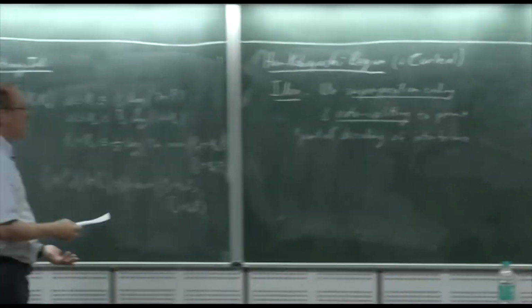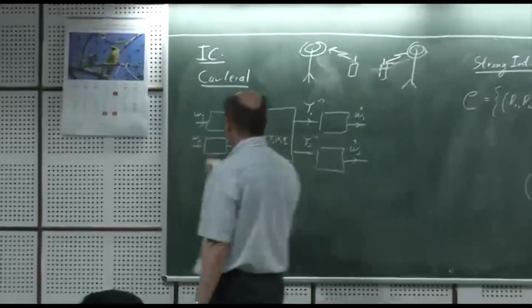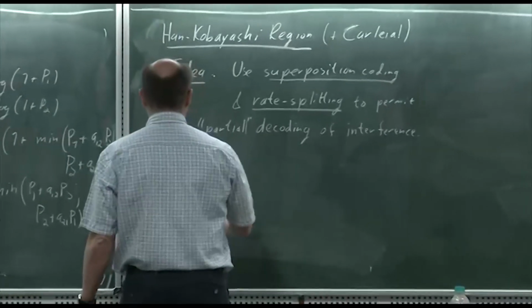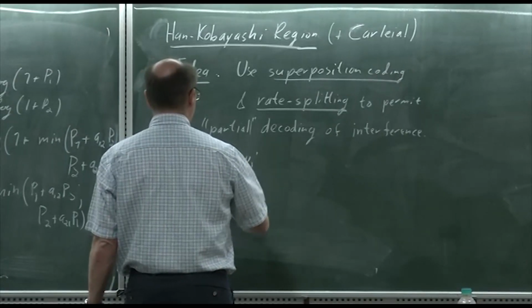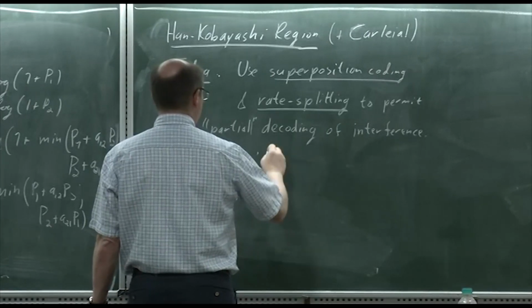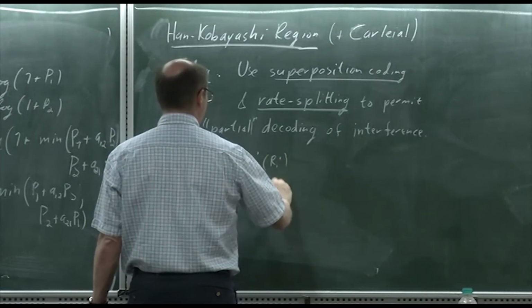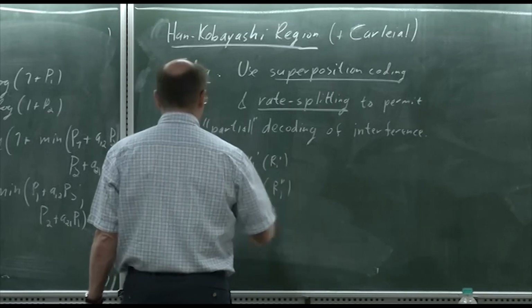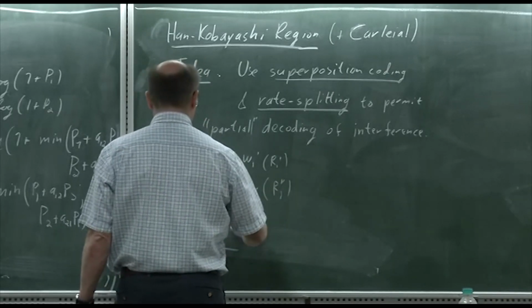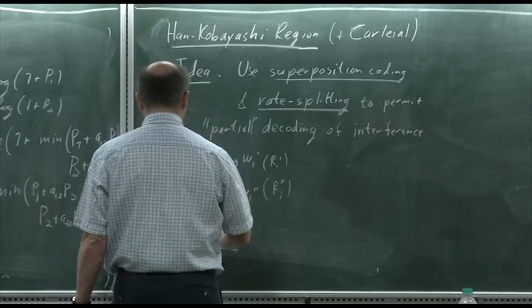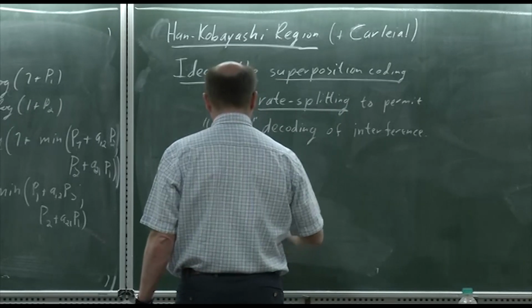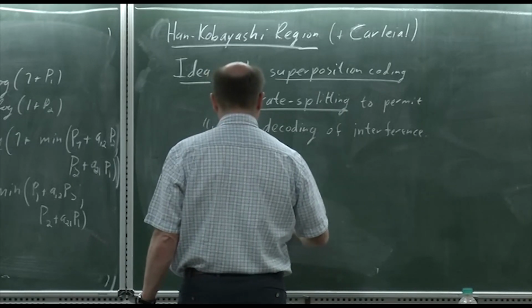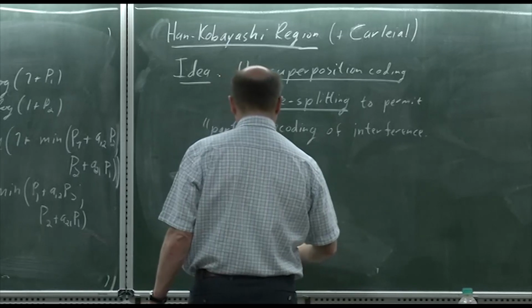Okay, so the basic idea is the following. We take this message and that message and we split them. So we take W1 and split it into W1 primed and W1 double primed. This has rate R1 primed. This has rate R1 double primed. And we do the same rate splitting for message 2: W2 primed, W2 double primed, of rate R2 primed and R2 double primed.